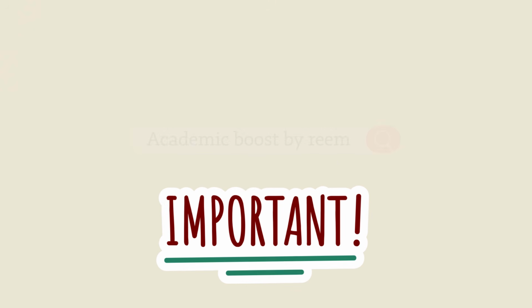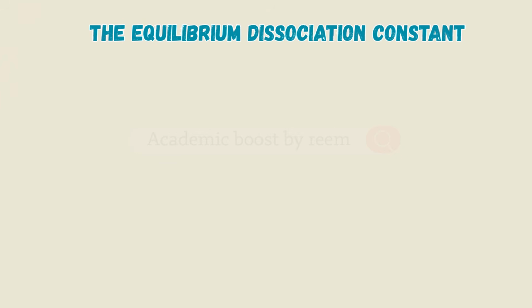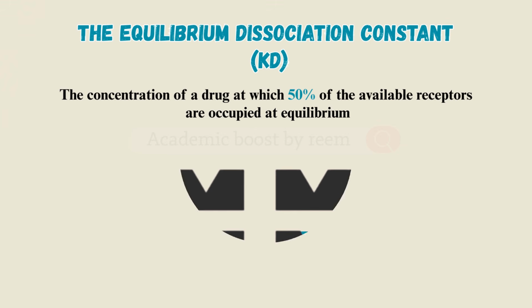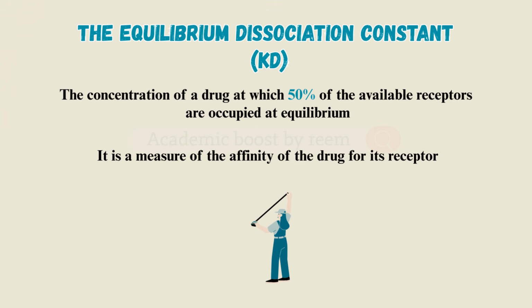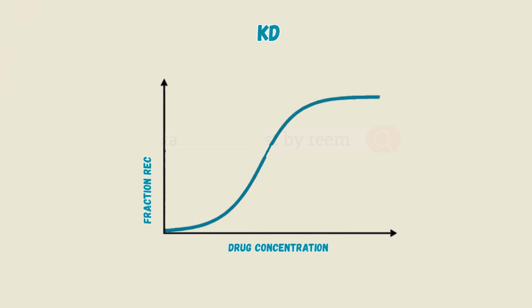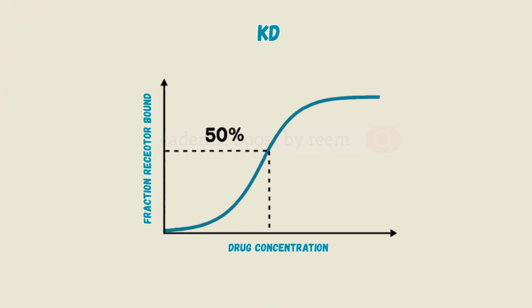Now, an important term to be familiar with is the equilibrium dissociation constant, also known as KD. It is the concentration of a drug at which 50% of the available receptors are occupied at equilibrium, and it's a measure of the affinity of the drug for its receptor. Now, looking at the curve between drug concentration on the x-axis and the fraction receptor bound on the y-axis, if we point where 50% of the receptors are occupied with the drug and trace it down to its corresponding dose, we call this dose Kd.